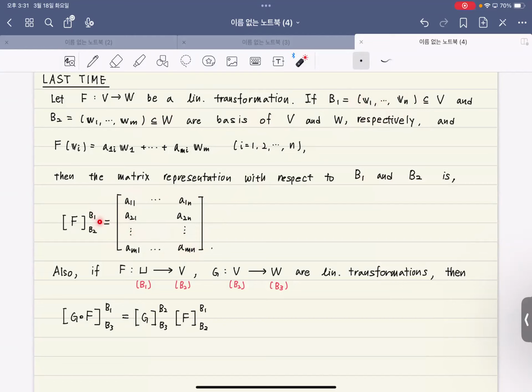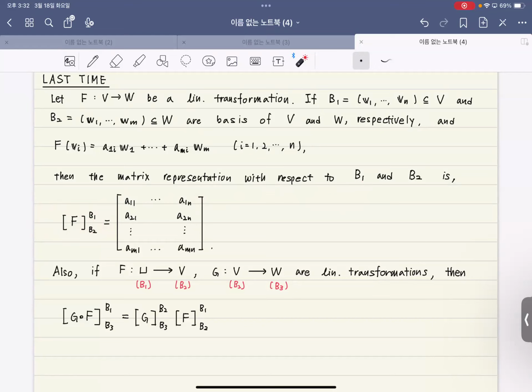For simplicity, this notation is not standard. I just made up this notation in order to clarify which basis system you're working on. Here, the basis on the top I will sometimes call the input basis, and this basis the output basis. Again, all these notations and terminologies are not standard.